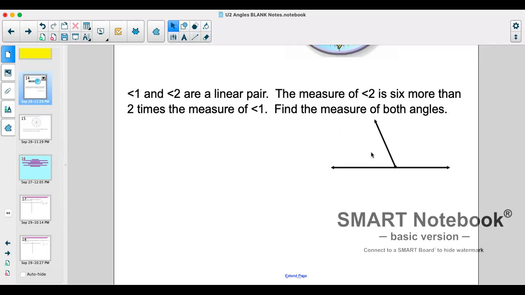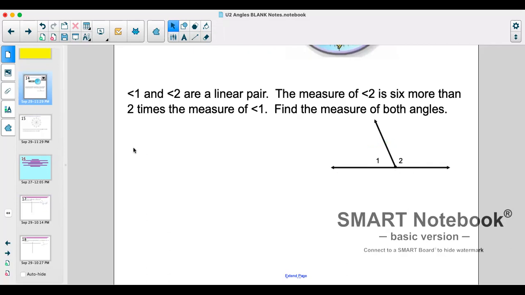Okay, so the next thing that I know is angle one and angle two. And the only reason I know that is because that's what the directions gave me. Nothing crazy. I'm not making anything up. That's just what was given to me. Angle one and angle two are a linear pair.